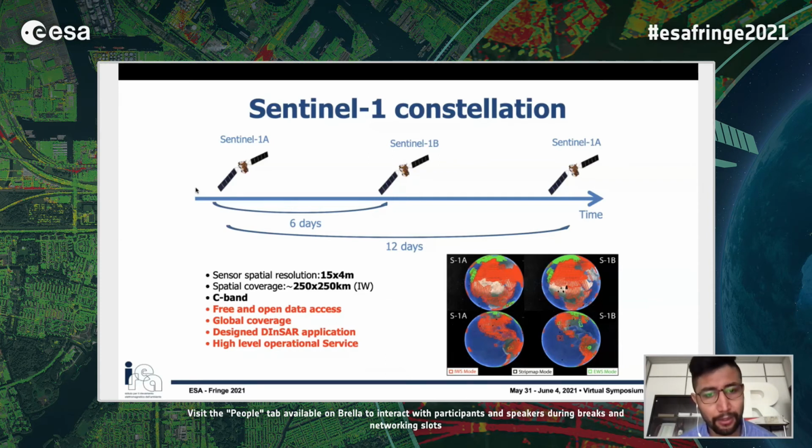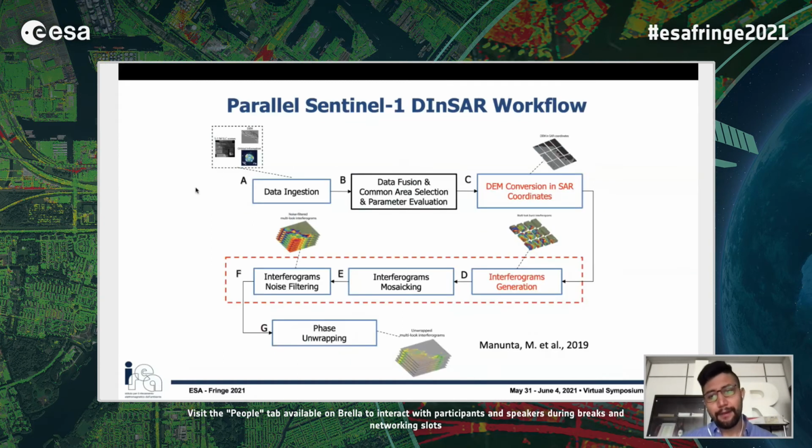So we have global coverage, and we can also take into account that it is designed specifically for these applications. So we have a high level operational service that makes it possible to generate different results using these images. Obviously, if we have these images, it is necessary to take into account the development of different algorithms for processing this data.